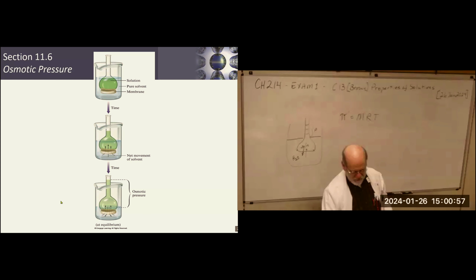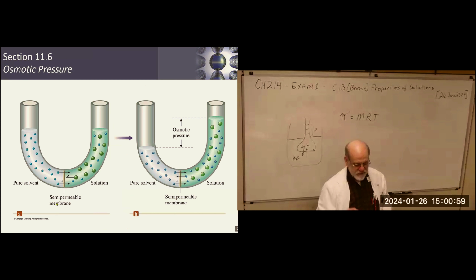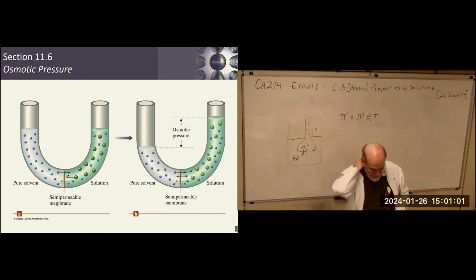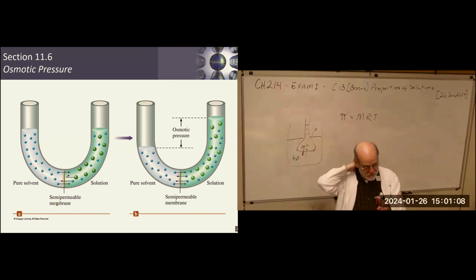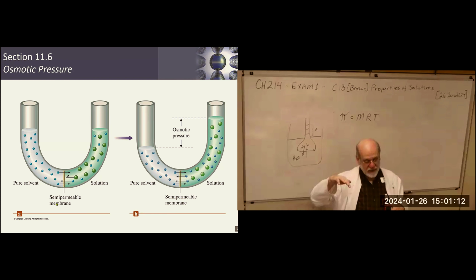Okay, so that's an explanation of osmotic pressure. This is another way of looking at it. If you have the pure solvent on our left-hand side and the solution on the right, of course, solvent's going to move into the right-hand side until the pressure from the right-hand side is high enough to establish an equilibrium of movement of the solvent molecules.